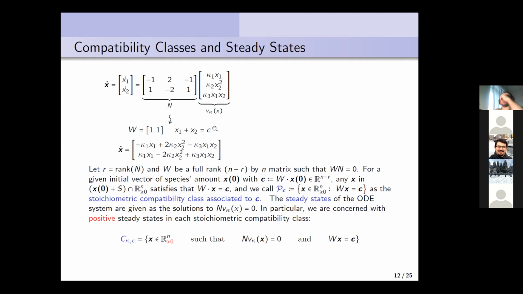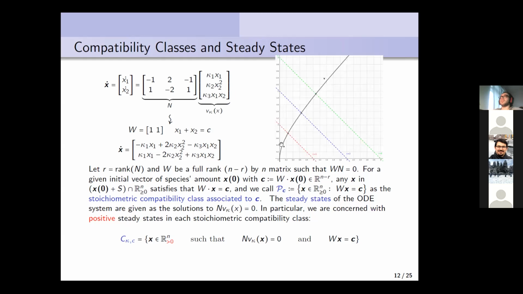So, okay, let's see what this means in our example. Let us rewrite this x dot again, and this gives you two equations, which are actually one equation, since the other one is just multiplied by -1. If you look at the zero locus of this, you will get a curve in two-dimensional space, and maybe we can see this black curve over here.